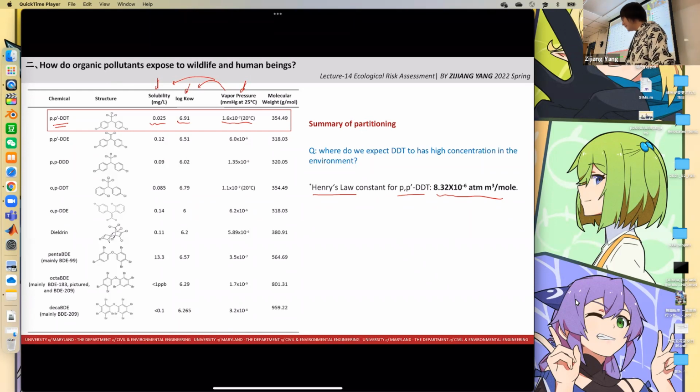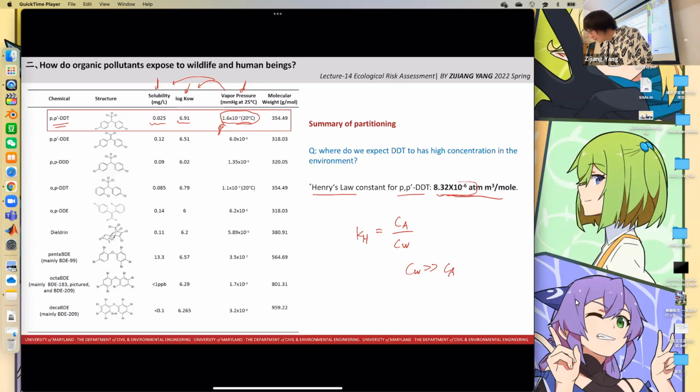We have already discussed this last time. In general, no matter what we are interested in, let's say for the air phase, we know the concentration, let's say it is at saturation. For the Henry's law constant, we have KH equals the concentration in air divided by the concentration in water. And this value is very small. In other words, the concentration of DDT in the water is much larger than the concentration of DDT in the air based on the Henry's law constant.